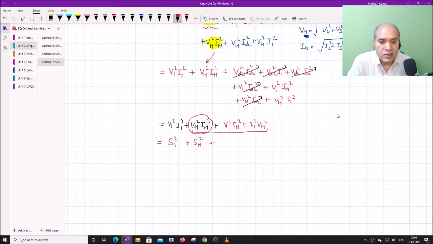Therefore, this is called DI square. And this is distortion because of the voltage. This is called distortion apparent power because of the voltage. And this is total S square. Clear? So these four components make the total apparent power S. This is a very important expression, and this will be used later on to find out the value of the power factor.